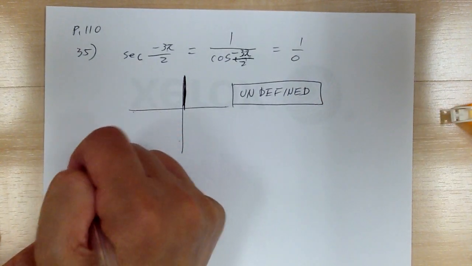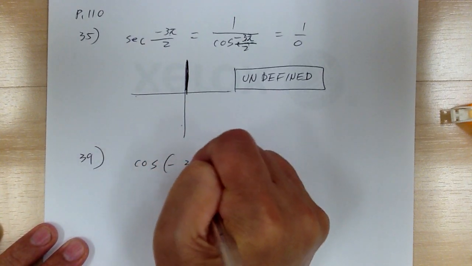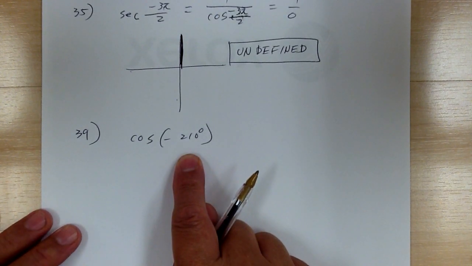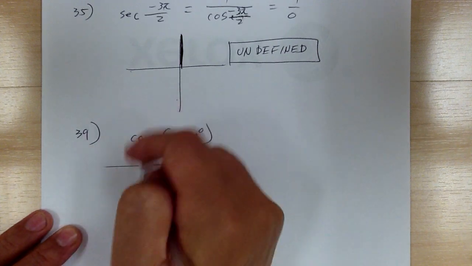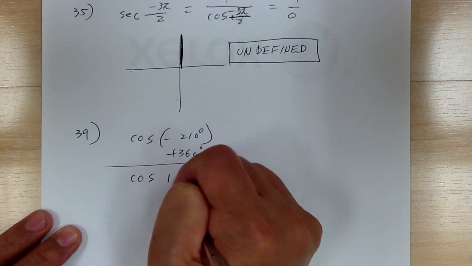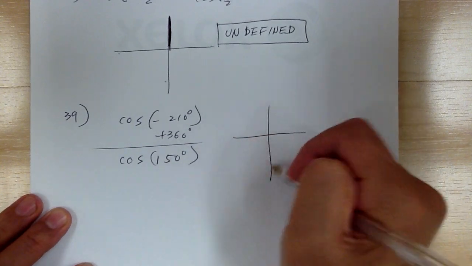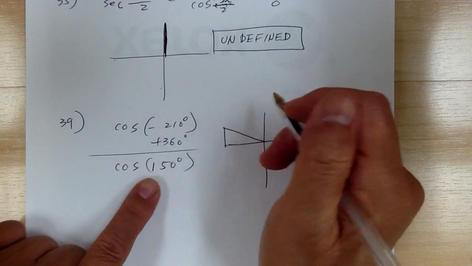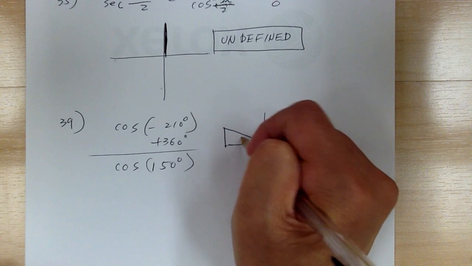Okay, let's go to number 39. You have cosine of negative 210 degrees. If you don't like the negative degrees, you can just add 360 and get into the positive angle, right? Use your coterminal, and so you get cosine of 150 degrees. So you sketch it out. 150 is going to be at the 10 o'clock position. So that's 150 degrees, which means this is 30 degrees.